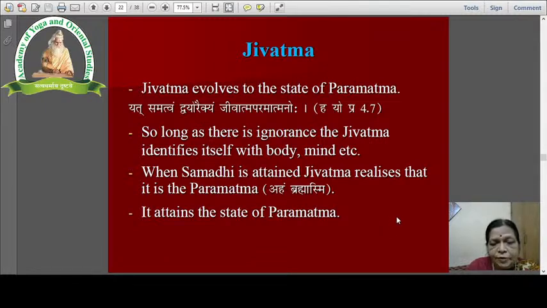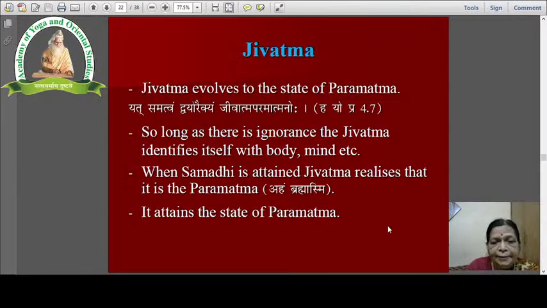So long as there is ignorance, the Jivatma identifies itself with the body, with the mind, etc. When Samadhi is attained, Jivatma realizes that it is Paramatma, Aham Brahmasmi. The Jivatma attains the state of Paramatma.